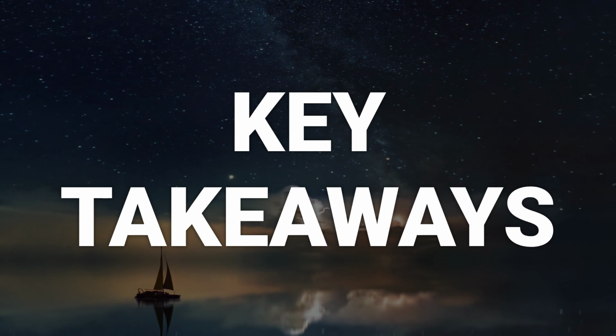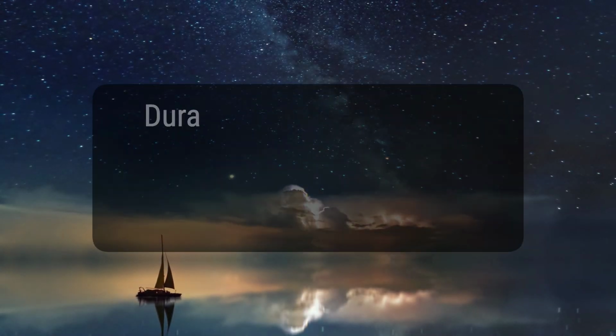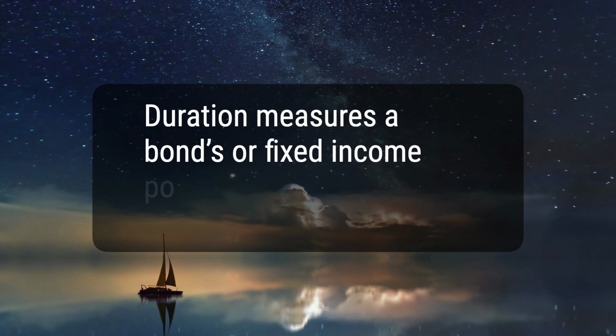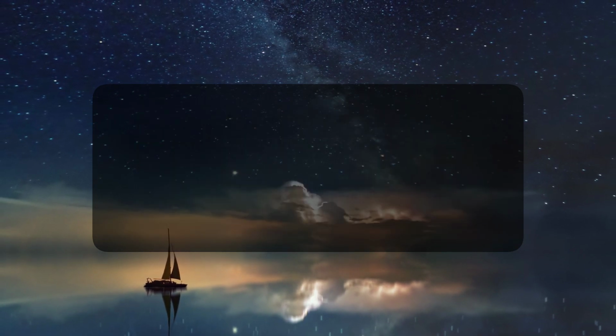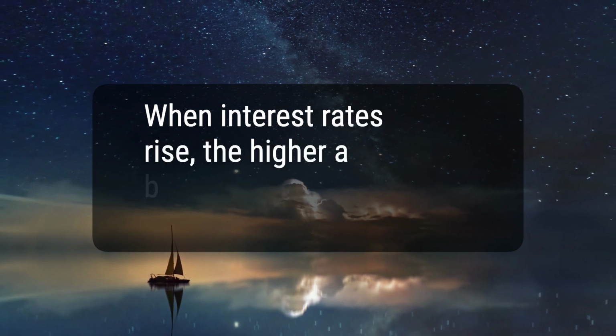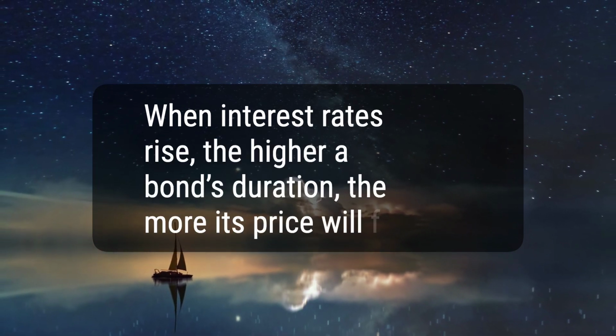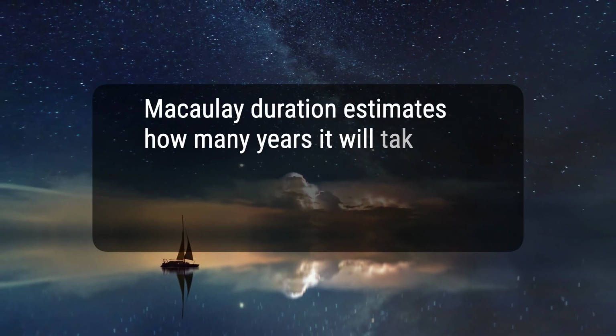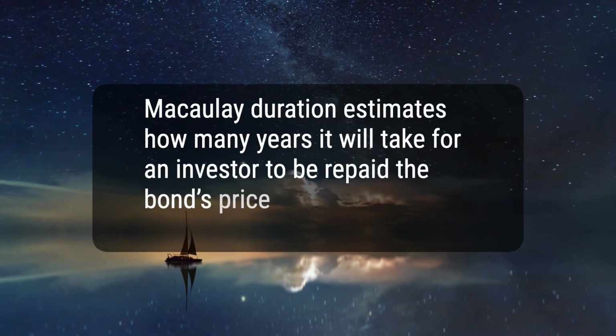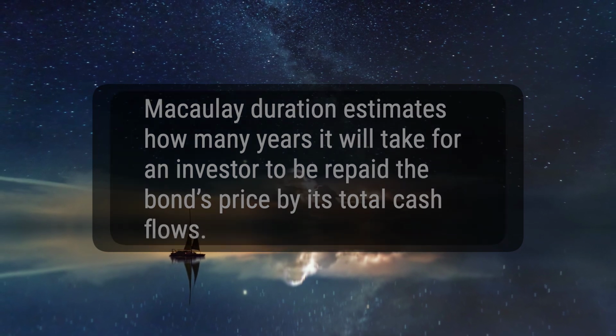Here are 5 key takeaways. 1. Duration measures a bond's or fixed income portfolio's price sensitivity to interest rate changes. 2. When interest rates rise, the higher a bond's duration, the more its price will fall. 3. Macaulay duration estimates how many years it will take for an investor to be repaid the bond's price by its total cash flows.